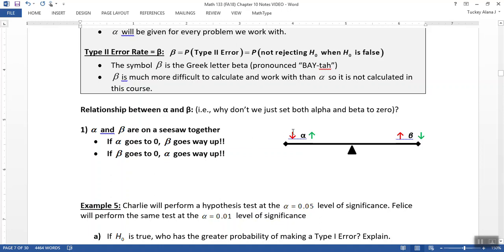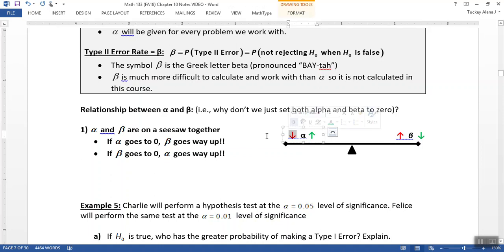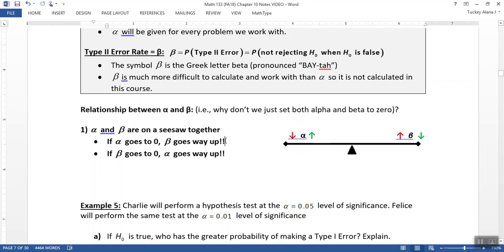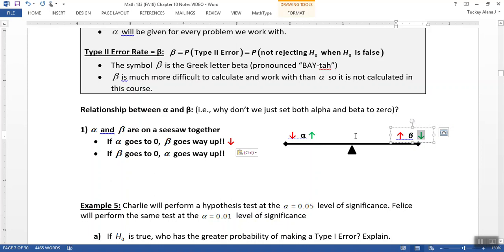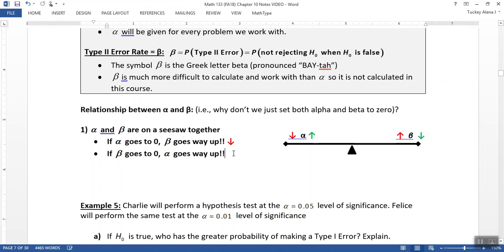There, and I tied those arrows together. So the red arrows go with if alpha goes down, beta goes up. Those are the red arrows. And then the green arrows will be if beta goes down, then alpha goes up. Right?